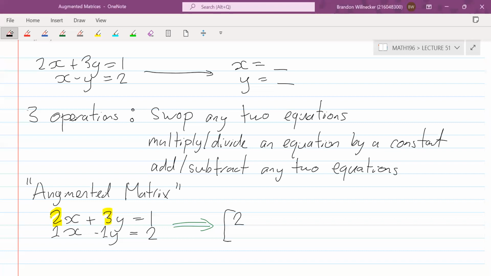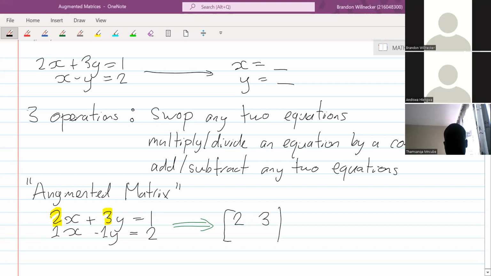Then we're done with the variables. Now we're up to the equal to sign, and we put a vertical line there. That means the equal to sign. And then lastly, we put the constant, that's a 1. So that's the first row done. Then you can close it like that.